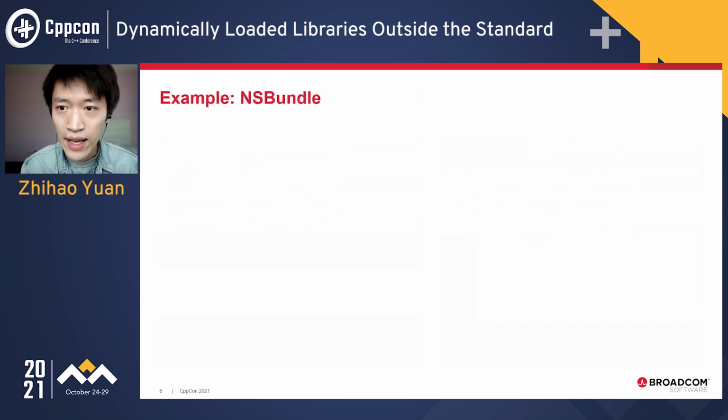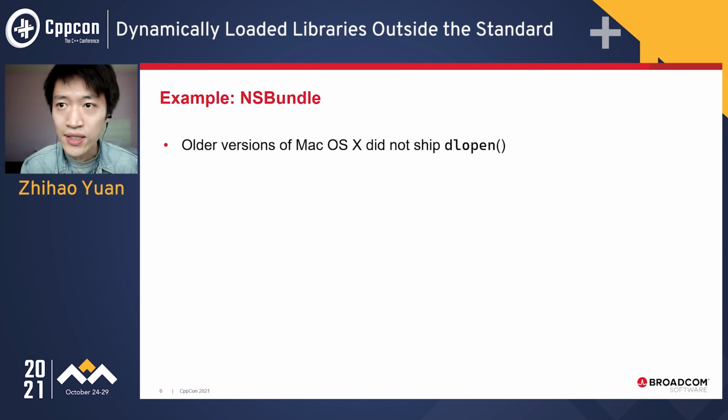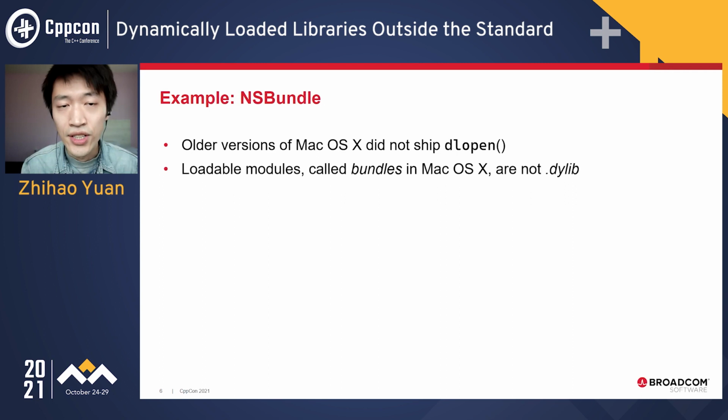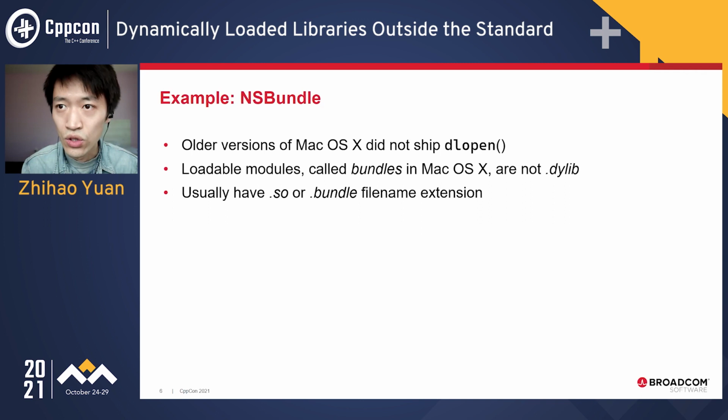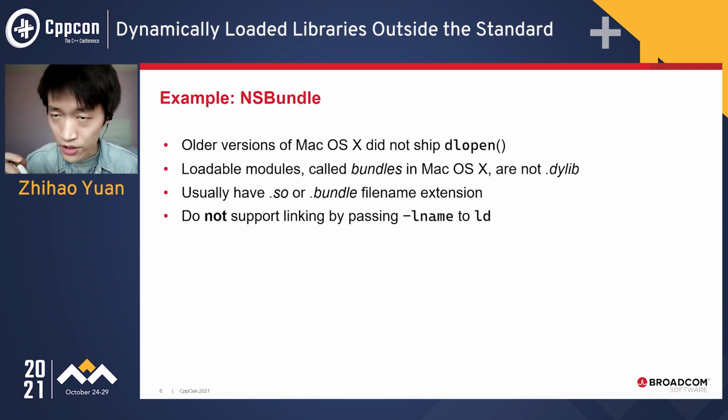So here's an interesting case, the NS bundle on macOS. Older versions of macOS did not ship dlopen. They have a different file format, loadable modules called bundles, and those are not .dylib. They usually have the .so or .bundle file name extensions, and they do not support linking by passing the -l lib file linker flag.